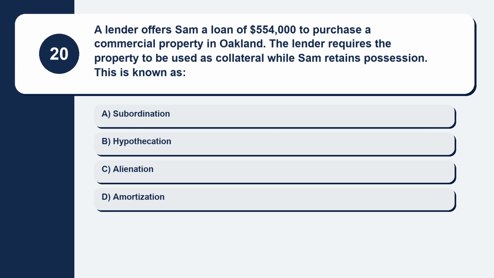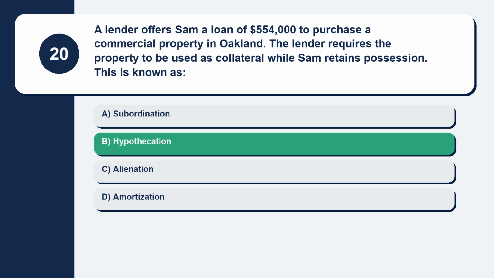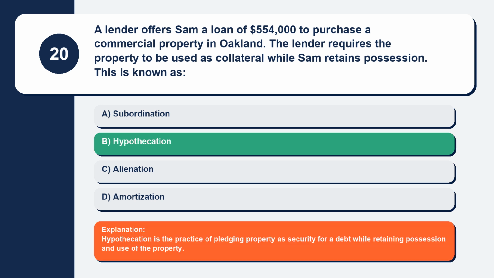Question 20. A lender offers Sam a loan of $554,000 to purchase a commercial property in Oakland. The lender requires the property to be used as collateral while Sam retains possession. This is known as. Here are your options. Option A, subordination. Option B, hypothecation. Option C, alienation. Option D, amortization. The correct answer is option B, hypothecation. Explanation: hypothecation is the practice of pledging property as security for a debt while retaining possession and use of the property.